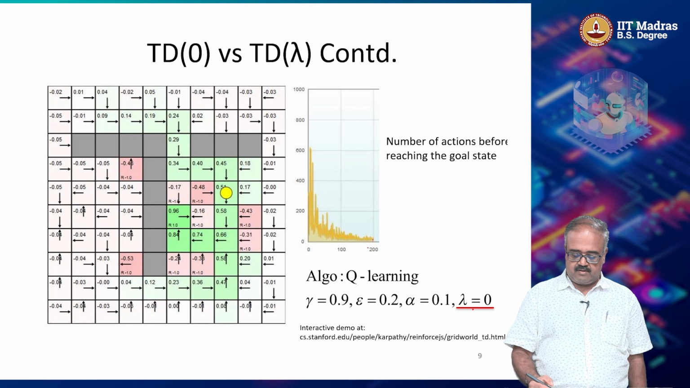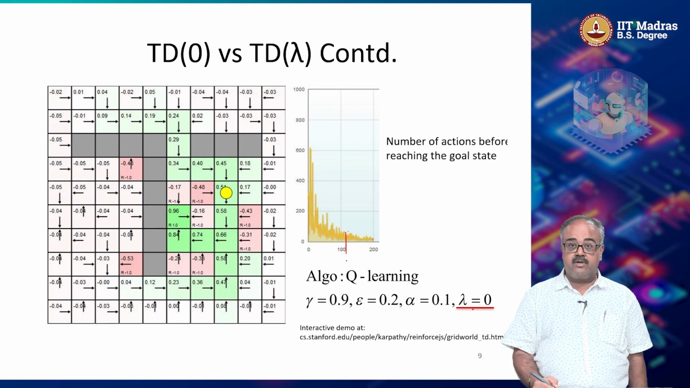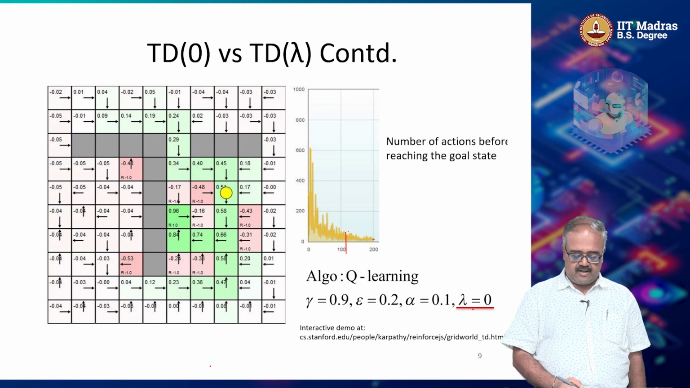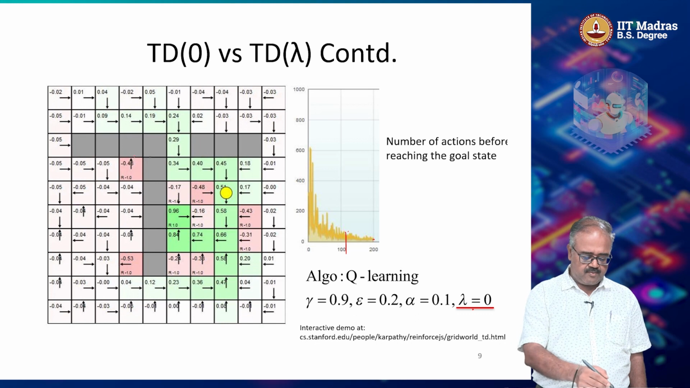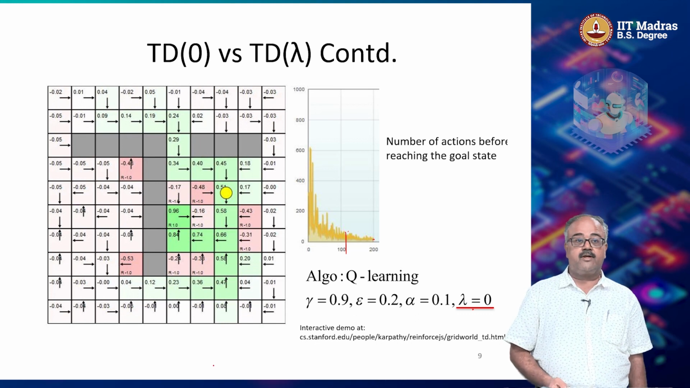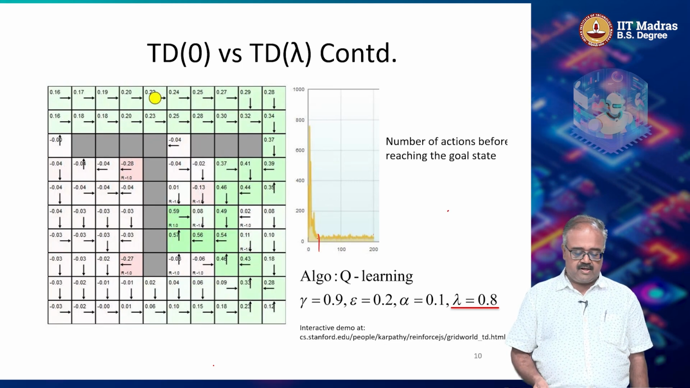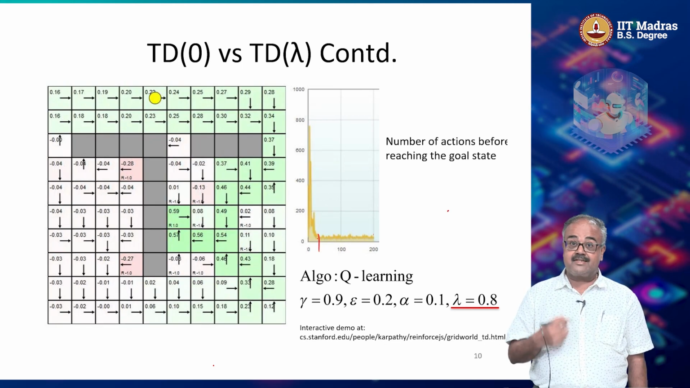So you can see when lambda equal to 0, it takes a while for you to start reaching the goal quickly, and by the time you get here, in the 200th episode, you still have only a few states for which you know how to get to the goal without getting a negative reward. While here you have learned that for a large number of states already.